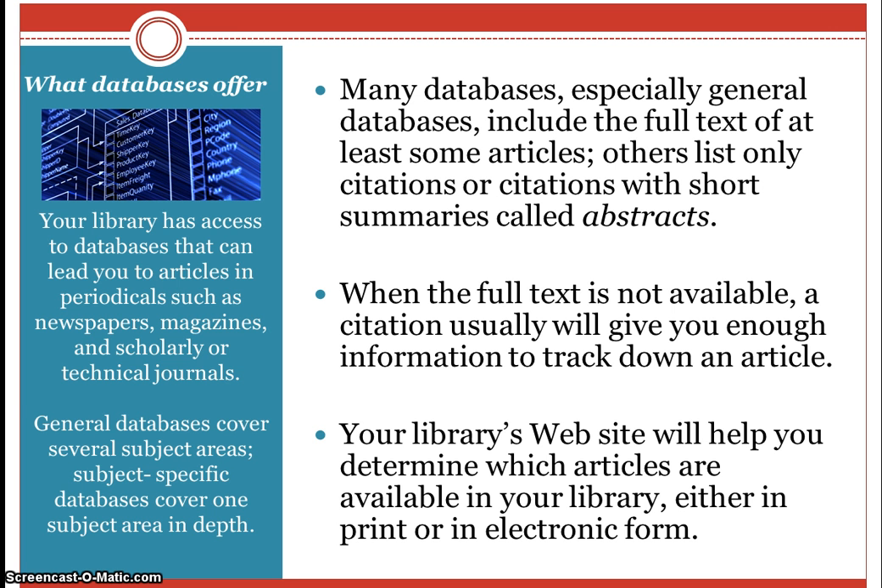Many databases, especially general databases, include the full text of at least some articles. Others list only citations or citations with short summaries called abstracts. When the full text is not available, a citation usually will give you enough information to track down an article. Your library's website will help you determine which articles are available in your library, either in print or in electronic form.